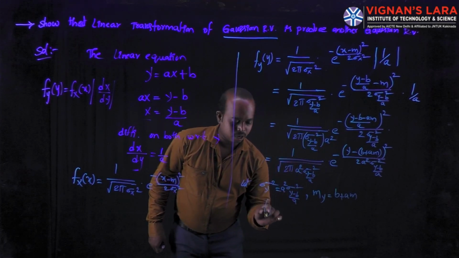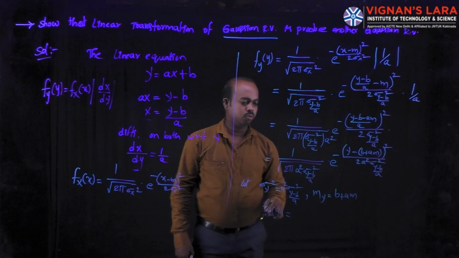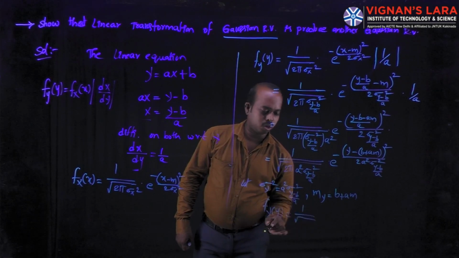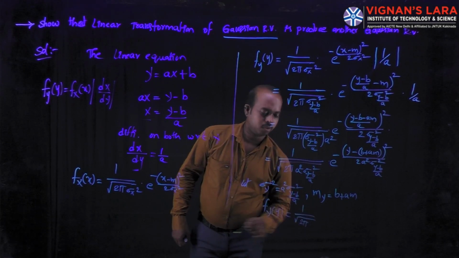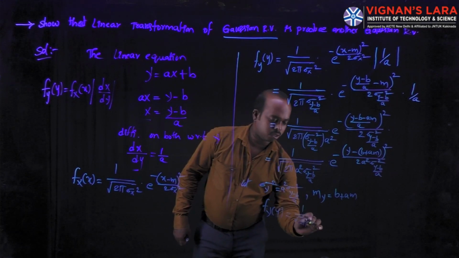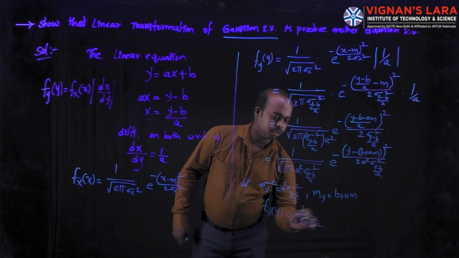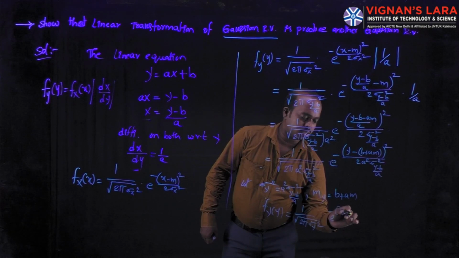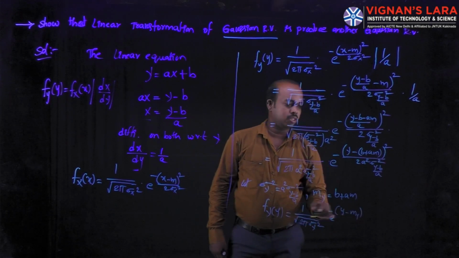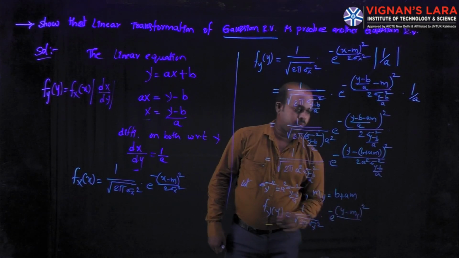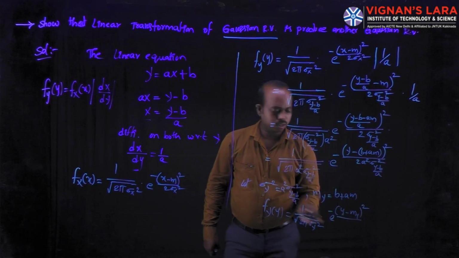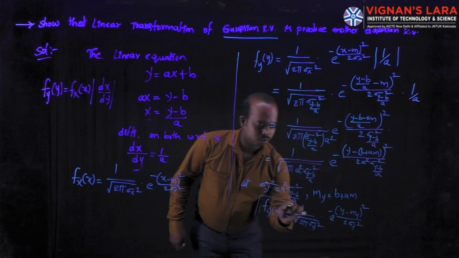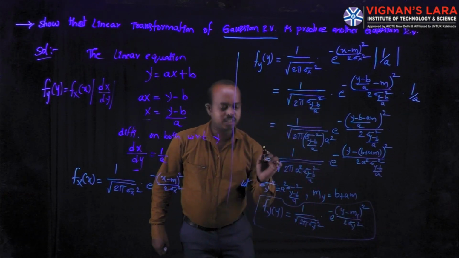Finally you can write fy of y is equal to, just substituting the corresponding quantities, 1 divided by square root of 2 pi, this entire quantity I am replacing with sigma y square, into the exponential term e power minus y minus my whole square divided by 2 sigma y square. This is the statement he is asking.